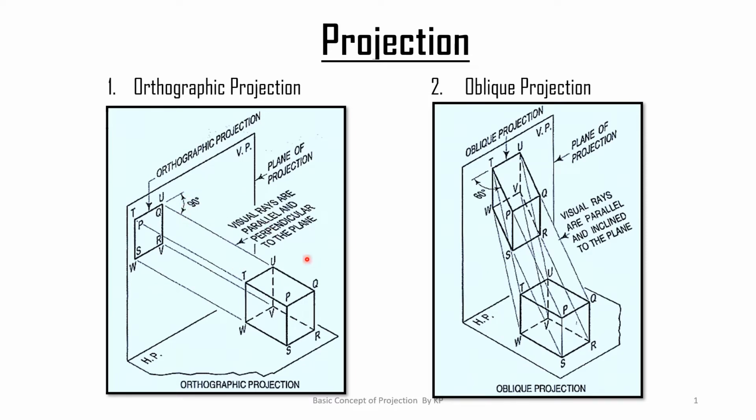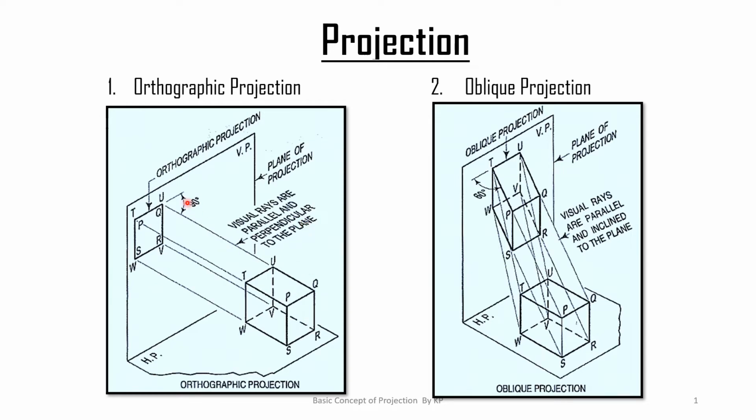We assume that the light source is at infinity, or the observer is standing at infinity, so that all the projectors are parallel to each other. This is normally called orthographic projection. In orthographic projection, one view is not sufficient to completely describe the features of the object. We require at least two views, or maybe more, to completely specify the different dimensions and features of the object.